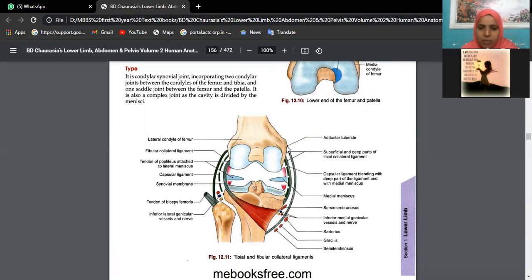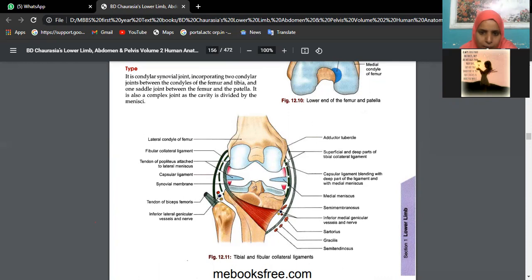Now, when you start from the tibia, we have the tibial collateral ligament. That means from the medial epicondyle of the femur, the most prominent part of the medial condyle, to the upper end of the shaft of the tibia, this ligament is the tibial collateral ligament, also called the medial collateral ligament. Check what word is given.